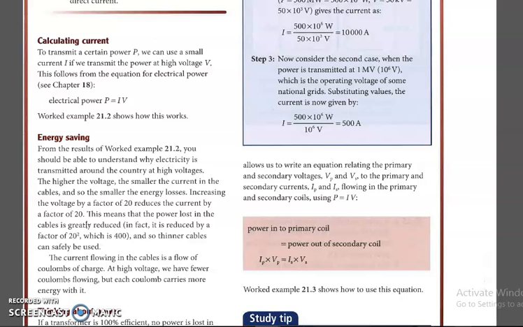So here the current decreases by a factor of 20, and now we are using the second equation, that is power is equal to I square R. So here if the current is decreasing by 20, it means 20 square times I square R, that is 20 square, means it will be decreased.